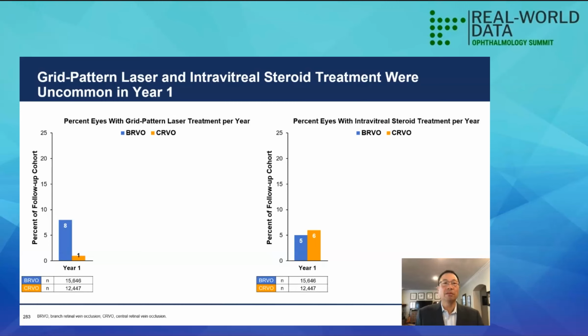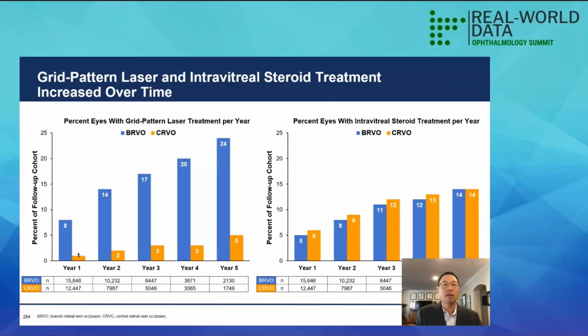This is the first of the results slides, and it shows that grid pattern laser and intravitreal steroid treatment were uncommon in the first year. However, grid laser photocoagulation and intravitreal steroid treatment increased over time. Notably, we see that almost a quarter of the eyes in the BRVO cohort received grid pattern laser photocoagulation in the 5-year cohort. Also notable is that over 10% of the eyes in both the BRVO and the CRVO cohort were noted to receive intravitreal steroid treatment beginning at year 3.